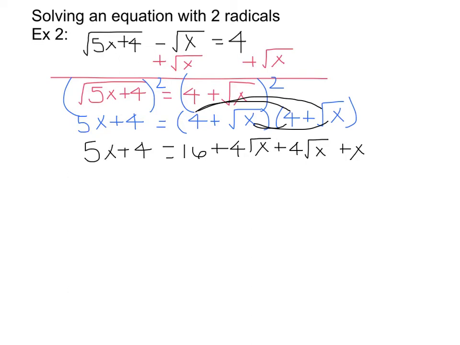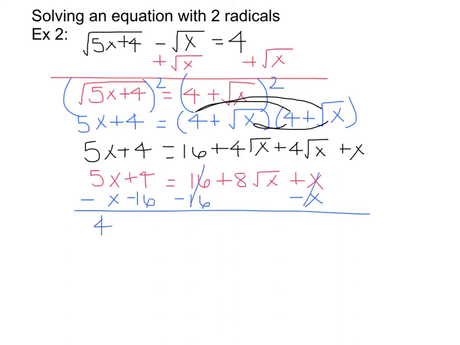Before we move on, let's combine like terms over there on the right-hand side. So that gives me 16 plus 8 square root x plus x. All right, so now if you notice you have x's on both sides and you have another radical, so I need to get everything away from this radical. So I'm going to start by subtracting the x and then also subtracting the 16.